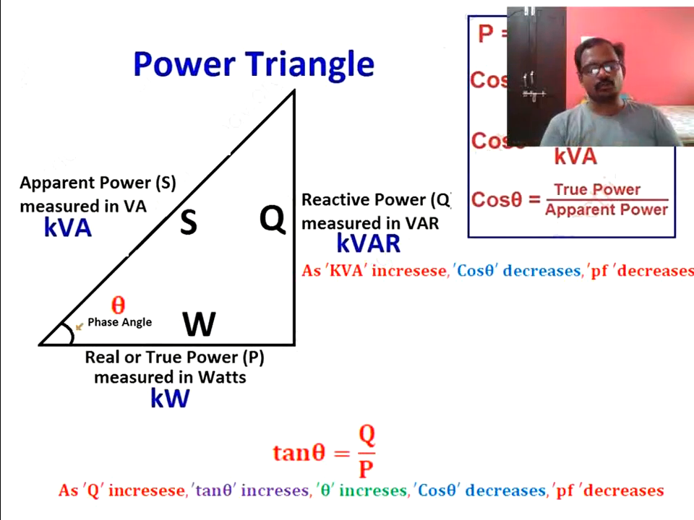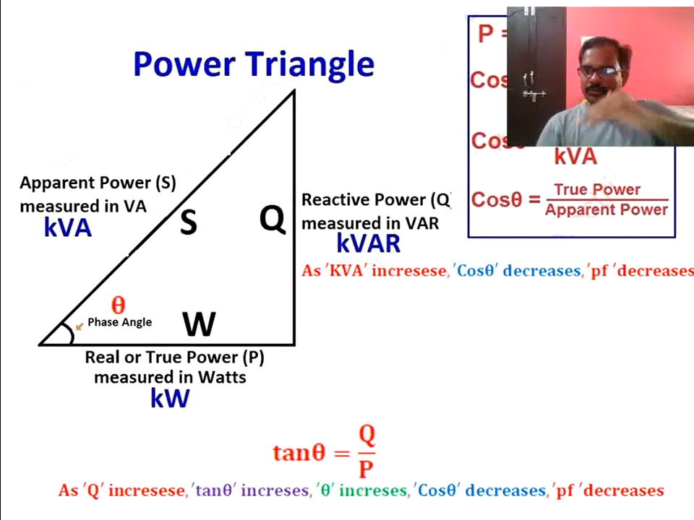There are two important things from it we need to understand. The first thing is P, the active power or true power, is equal to VI cos phi or cos theta. Therefore cos theta is equal to P by VI. VI is kVA. Therefore cos theta is the power factor. Power factor is equal to kilowatt by kVA. That is, power factor is inversely proportional to kVA. As kVA is more, the power factor is less. Right.